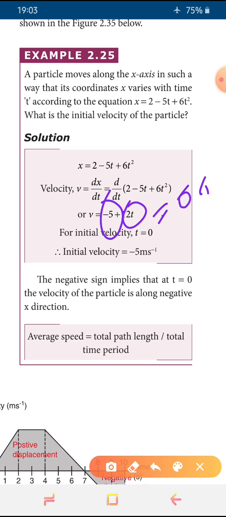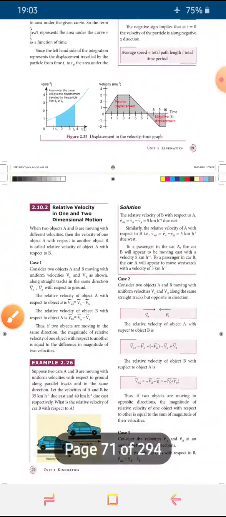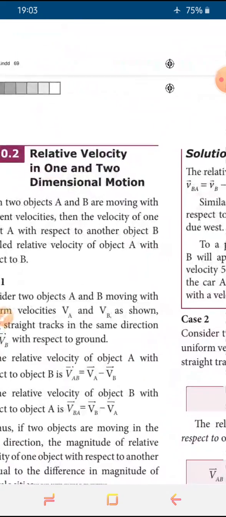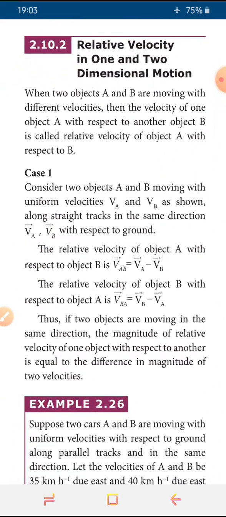And average speed we can find out with the formula: the ratio between the total path length and the total time period. Using that we can find the average speed here. So hope you understood the sum. And we are entering the next topic, that is relative velocity in one and two dimensional motion.